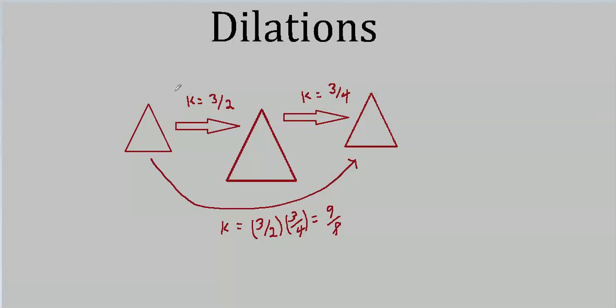For instance, here we have a triangle. We expand it by 3/2, and we get this triangle. Now, if we transform this triangle with another dilation, say k equals 3/4, which of course makes it smaller because k is less than 1. If k is greater than 1, it's an expansion. If k is less than 1, it's a contraction. It's kind of intuitive, right? Makes sense.